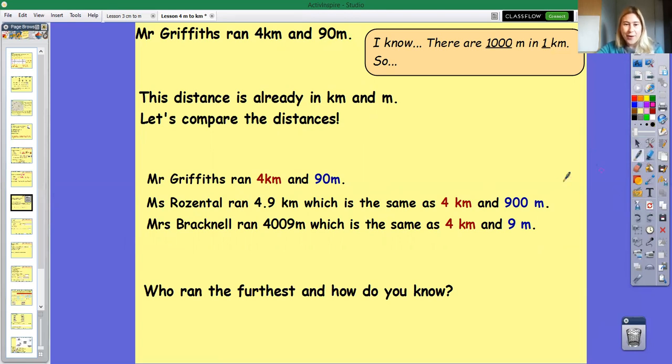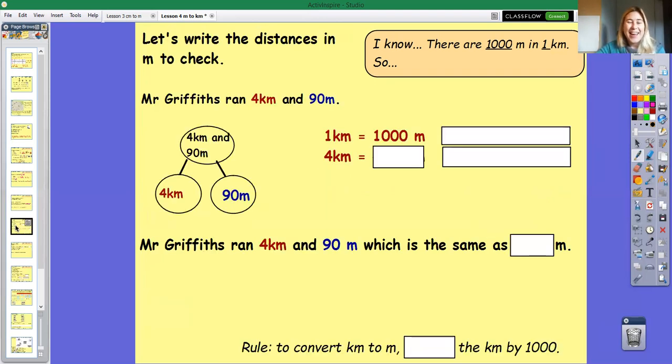Okay, super. So hopefully you can notice that it was actually me who ran the furthest, because I ran 900 metres. We all ran 4 kilometres, didn't we? But 900 metres is greater than 90 metres or 9 metres. Well, I did write the question, didn't I? Okay, now let's just write the distances in metres to check, and this will help us get a rule for converting our kilometres to metres, okay?